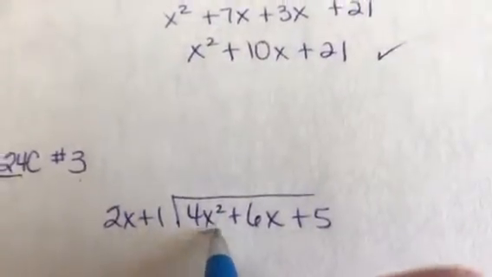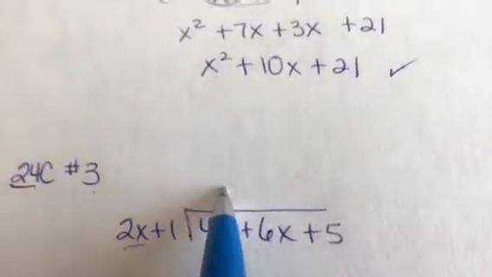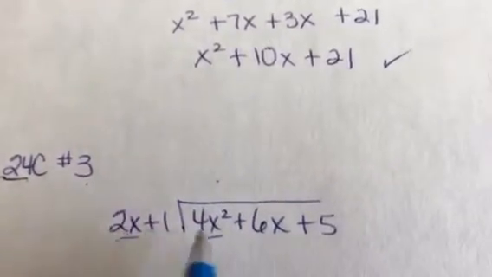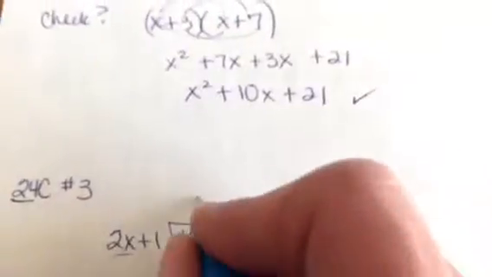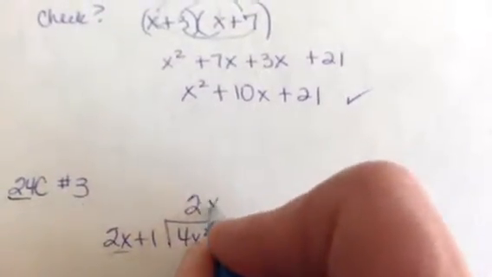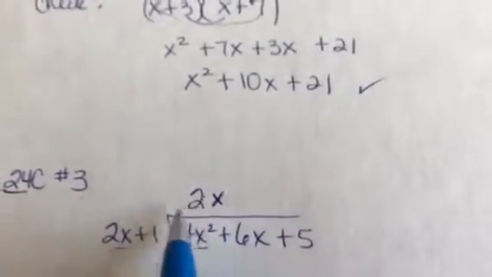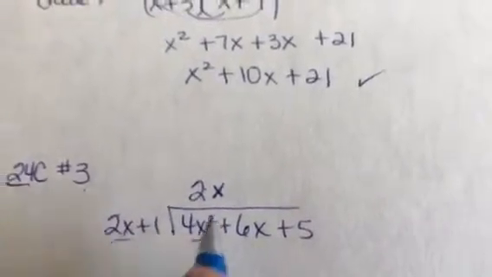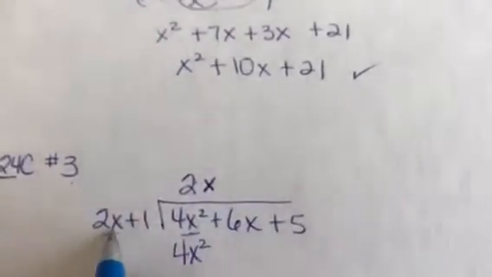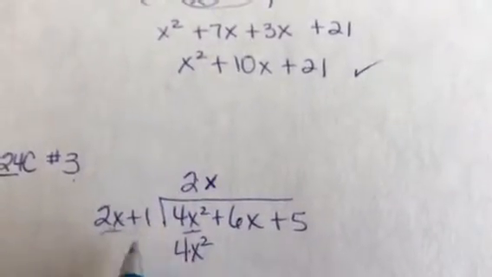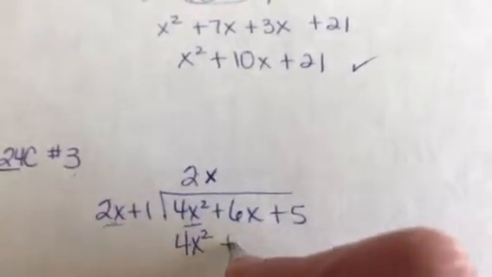But to get started, it's the same thing. I'm only going to look at these first two terms. And I'm going to ask myself, what times 2x would give me 4x squared? Well, 2 will go into 4 twice. And I know I need an x up here because x times x would give me the x squared. So make sure when you multiply these two together, you get exactly that. And I'm going to write it right below it. 2x times 2x is 4x squared. But don't forget him. 2x times 1 is 2x.